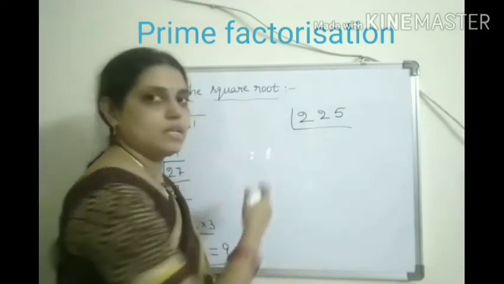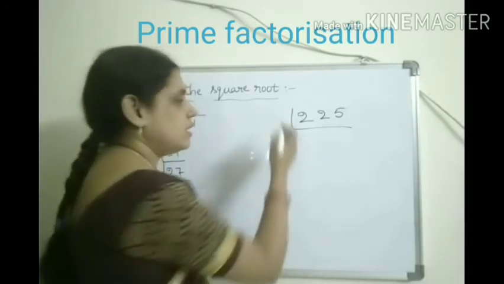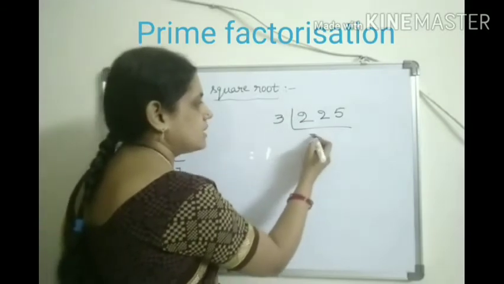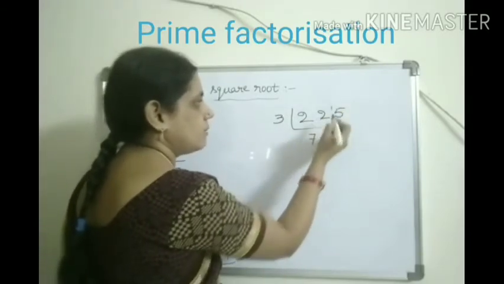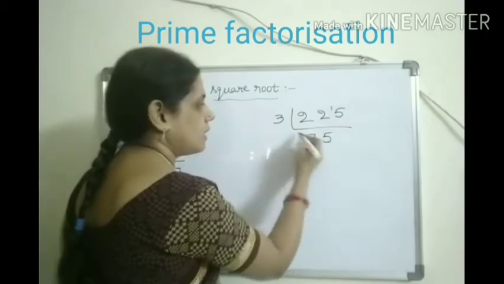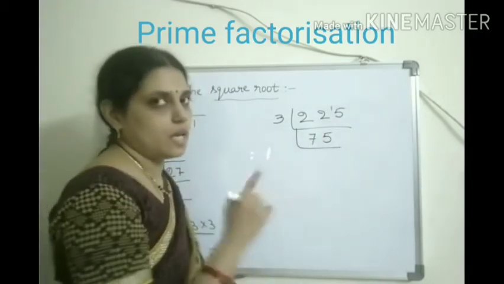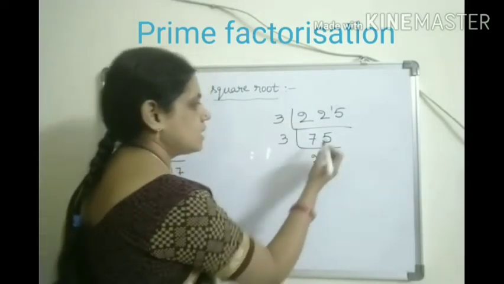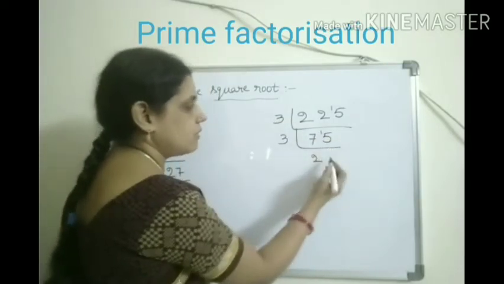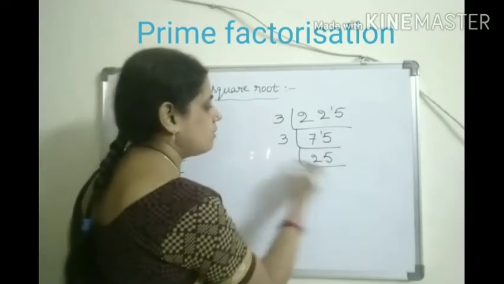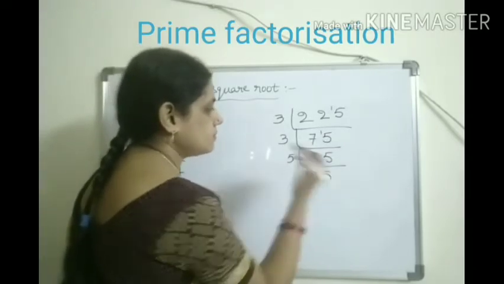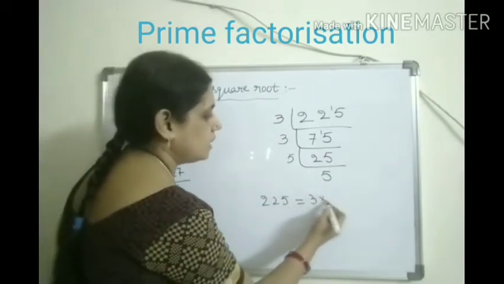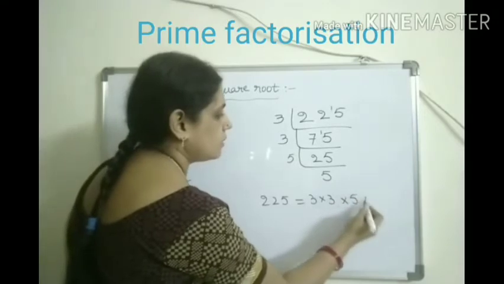Here 5 you can take, otherwise 3 also you can take. So here I want to take 3. Now in 22, 7 3s are 21, 1 is the remainder, 15, 5. Now again you can take 3 or 5. So here I want to take 3. Now 2 3s are 6, 1 is the remainder, 15, 5. Now we can take 5. Now 225 equals 3 into 3 into 5 into 5.